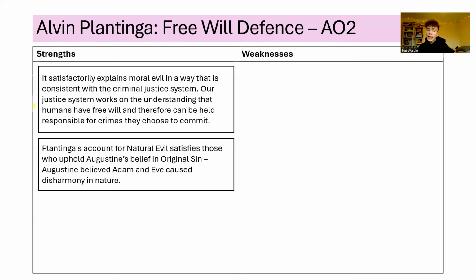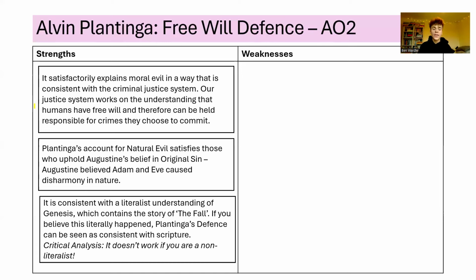We could also say his account for natural evil satisfies those who uphold Augustine's belief in original sin, because remember, his explanation for natural evil is consistent with Augustine's, the idea that it is caused by Adam and Eve, whose disobedience brought disharmony within the natural world. Augustine believed Adam and Eve caused the disharmony in nature. So you've got two scholars in agreement there.